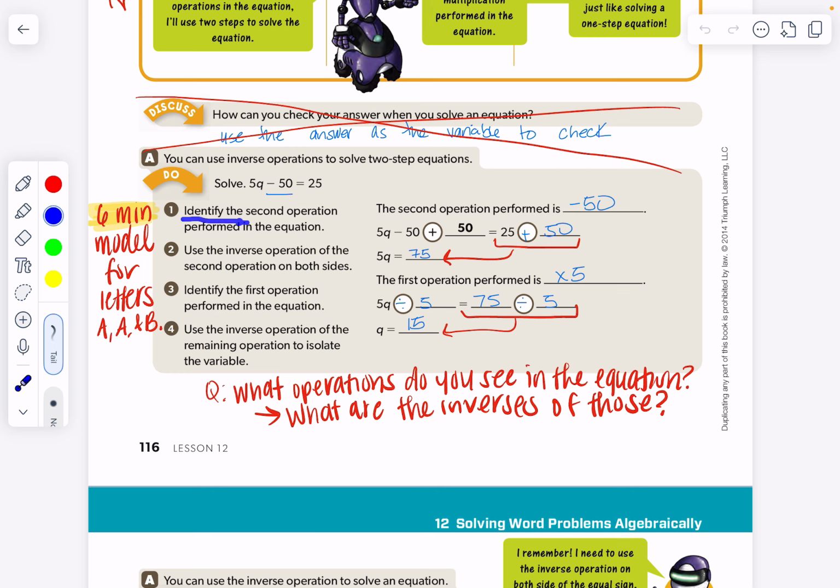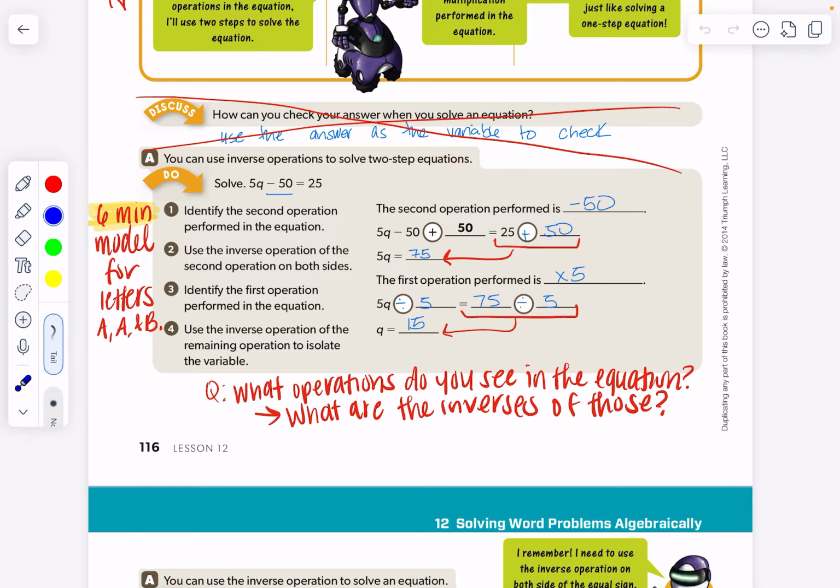So it says identify the second operation, which is the subtraction, and then use the inverse operation of that on both sides. So because we subtracted 50, we would have to add 50 on both sides, right? If I had negative 50 and then I added 50 on the left-hand side, those cancel out and I'm just left with 5q. However, on the right-hand side, when I have 25 plus 50, I end up with 75. So my new equation becomes 5q is equal to 75.